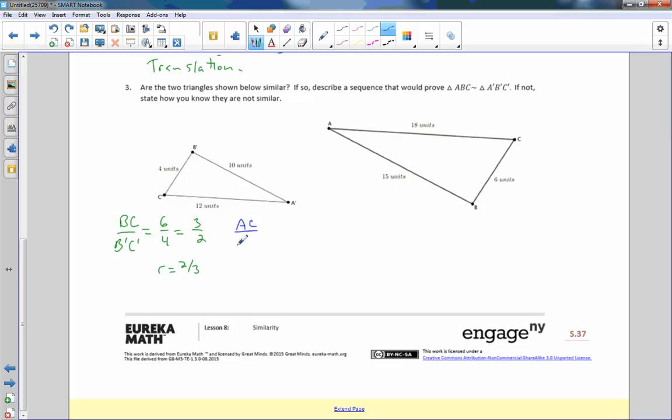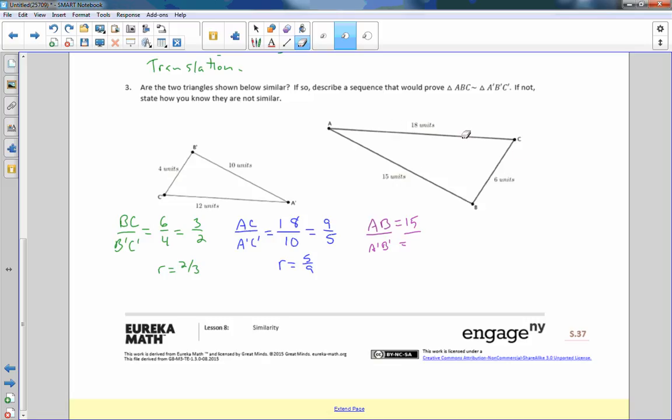Okay, so if I do the same with the others, if I now look at AC and I'm going to see where A prime C prime ends up, then AC is 18 units and A prime C prime is 10. That reduces to 9/5. So that would have an R of 5/9. And then finally, AB is 15 and A prime B prime turned out to be 12. Did I mix these up? I think I did. Okay.